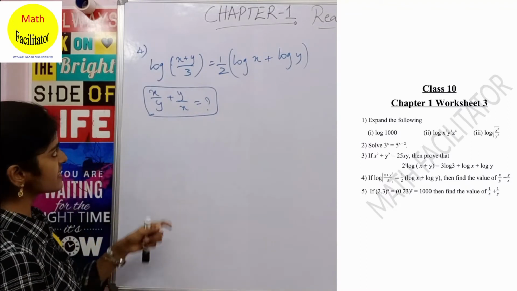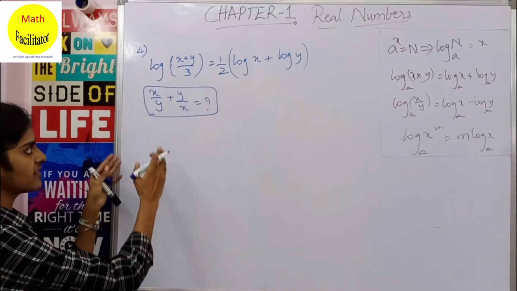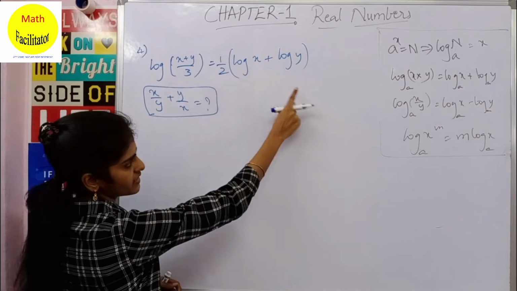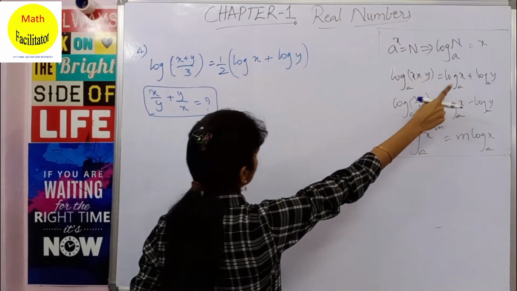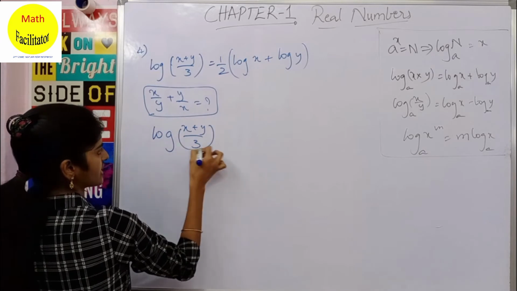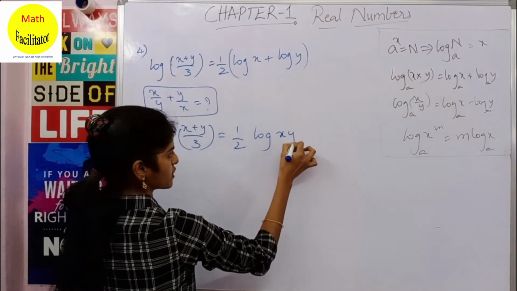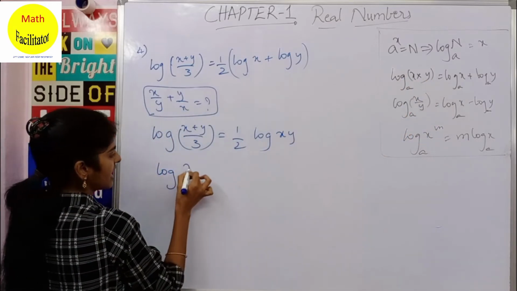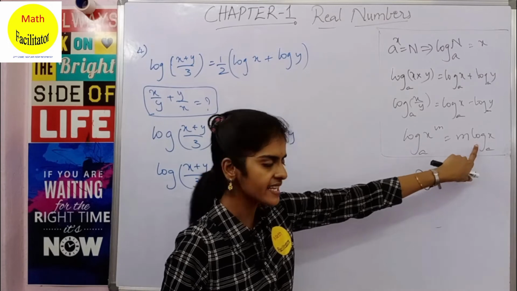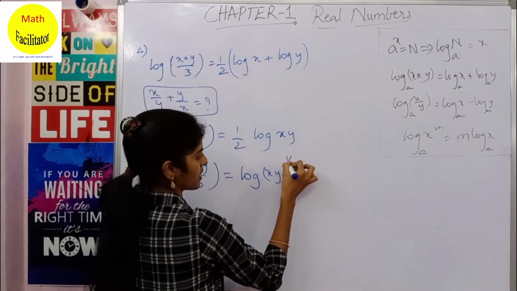Now the next question is, if log (x + y)/3 is equal to half (log x + log y), you have to find the value of x/y + y/x. Okay, so how will you do? Firstly, you see this is of this form. Okay, log xy is log x plus log y. Clear? So now let us reduce. So log (x + y)/3 is equal to half, and log x plus log y is what? It is log xy. Okay, so log (x + y)/3 is equal to, now this is of the form m log x. Yes, so it is nothing but log x to the power m. Here m is 1/2.